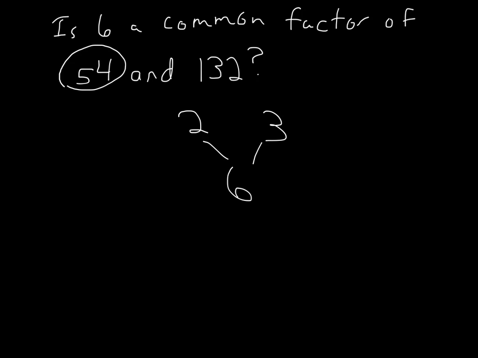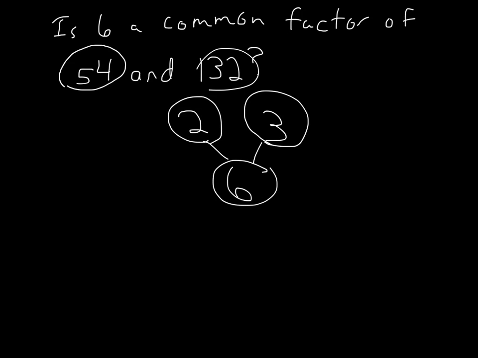Now, we immediately know that 132 is divisible by 2. We know that because it is an even number. And now to know if it's divisible by 3, we're going to add the digits. 1 plus 3 plus 2 is 6, and 6 is divisible by 3. And so 132 has 2 as a factor and 3 as a factor. And any number that has 2 and 3 as factors also has 6 as a factor. And so 132 is divisible by 6. And so the answer is yes.